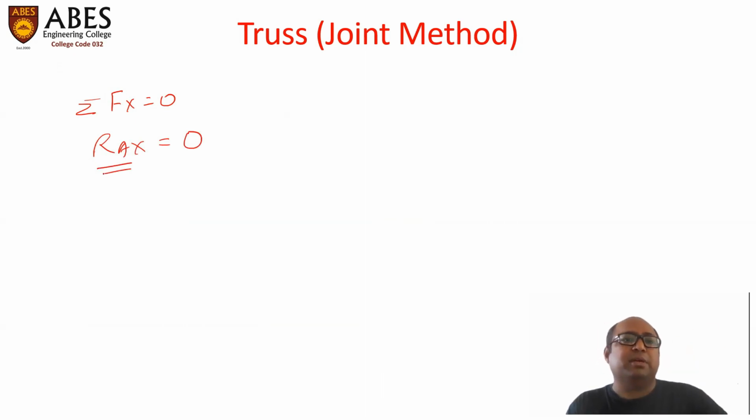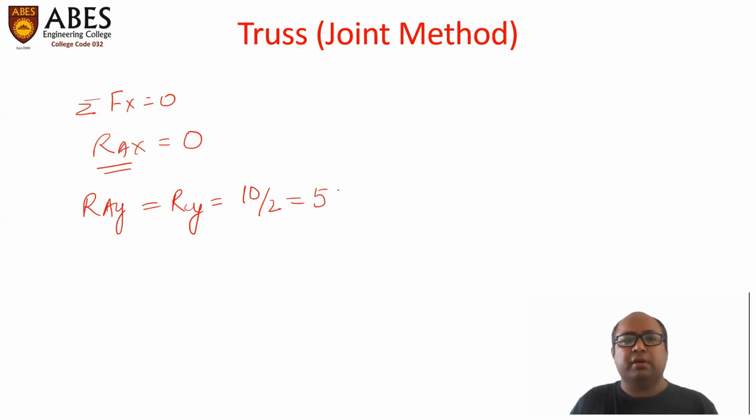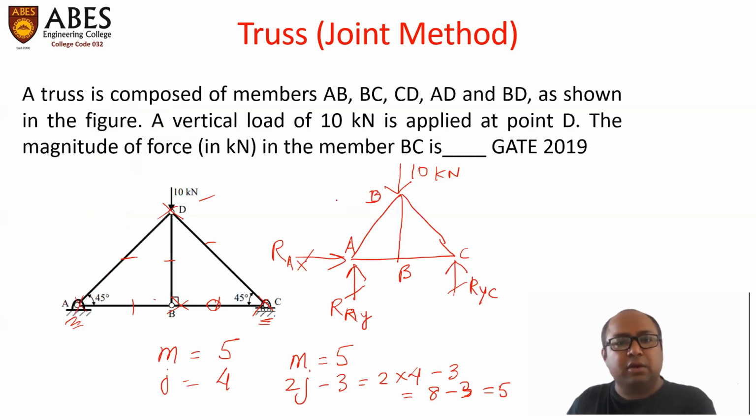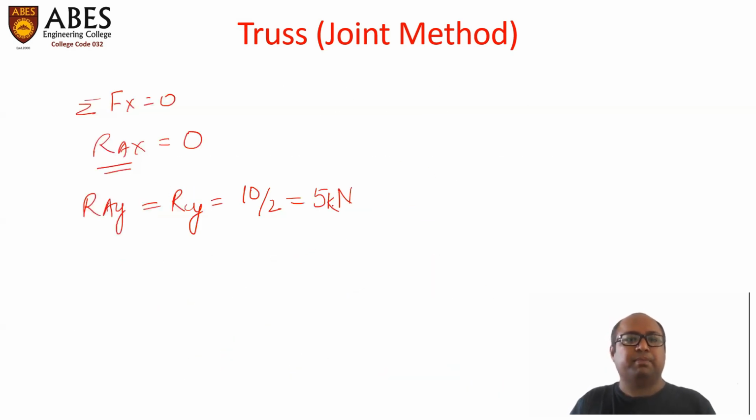Now I could go for summation Fy and summation Mz also, but I am using the concept of symmetry, and I am directly writing that RAY and RCY both will be equal, and it will be 10 by 2. The load will be equally distributed. So it is 5 kilonewton.